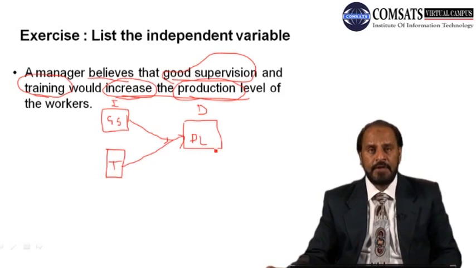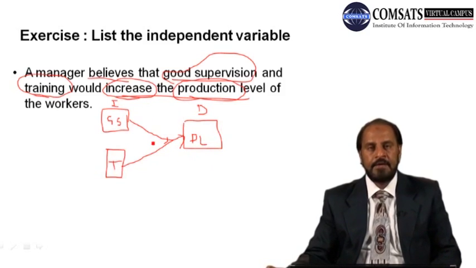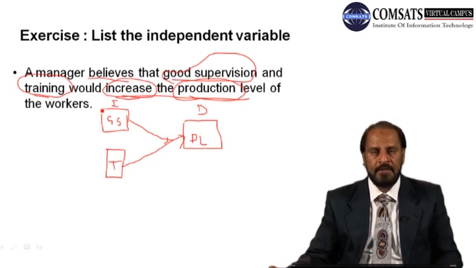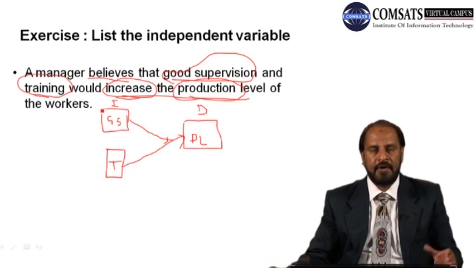So this is one very small example of how your theoretical framework is developed from the theories which you have already observed, read or studied. Within the theoretical framework, the core concepts are identifying different variables and the relationships between them, and the second component to that is developing the theory which is supporting it. So after developing this model, you also need to define why good supervision is linked with production level, and why training is linked with it.